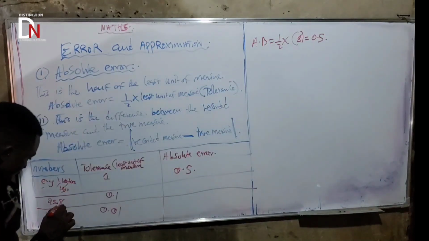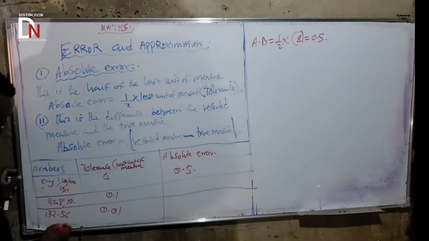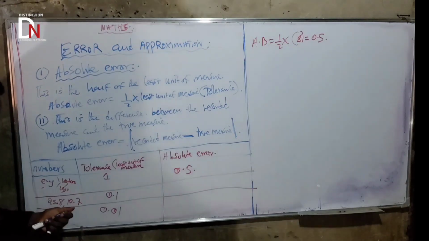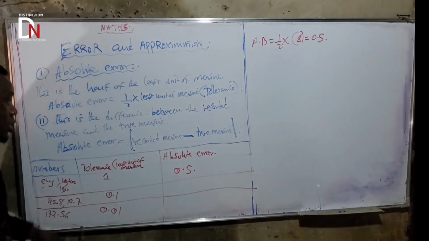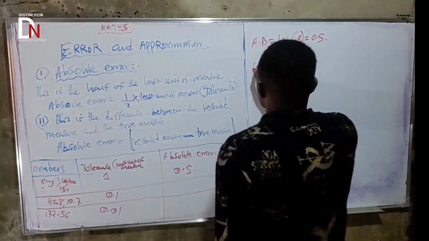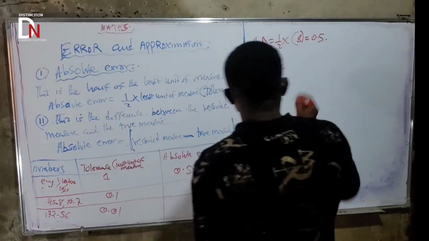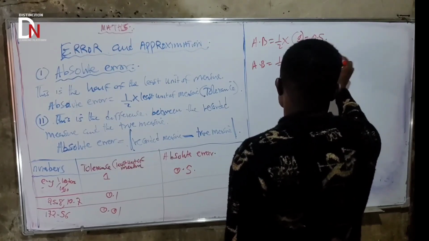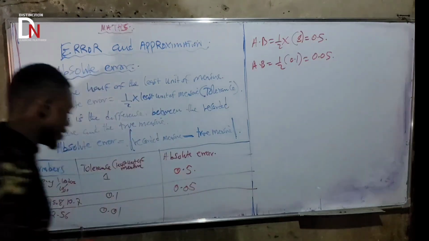If I want to find the absolute error for a number that has one decimal number, it can be 10.7, any number like that. My interest is in the number of decimal places, so it's 1. The absolute error is equal to half of the tolerance, which is 0.1, so the answer should be 0.05.